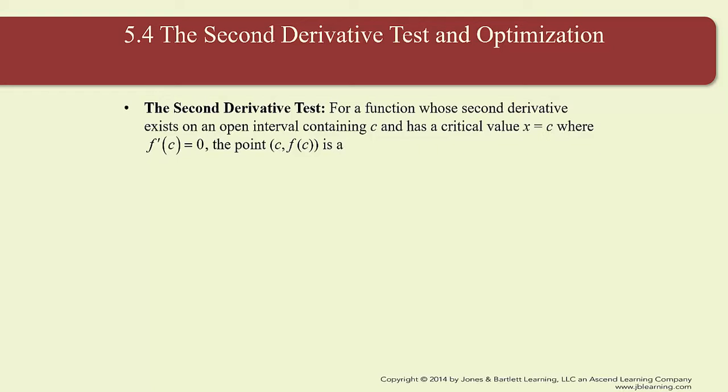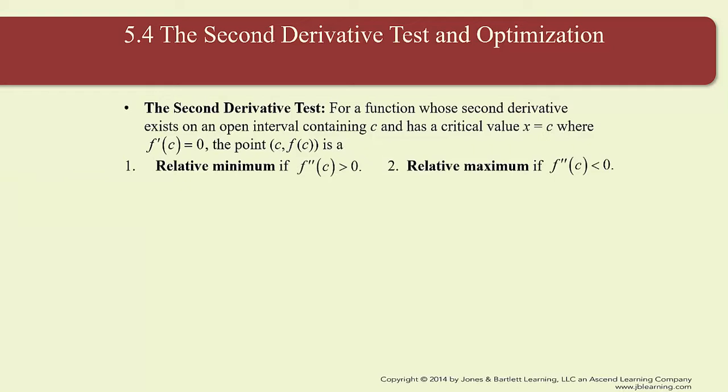So the point (c, f of c) is a relative minimum if the second derivative evaluated at c is greater than 0. It's a relative maximum if the second derivative evaluated at c is less than 0. So c is a critical value where the derivative is 0. If the second derivative evaluated at c is positive, then you have a relative min at x equals c. If the second derivative evaluated at c is negative, then you have a relative max at x equals c.